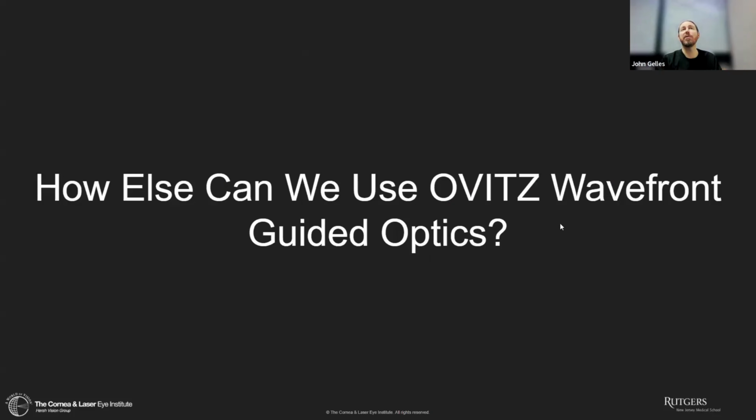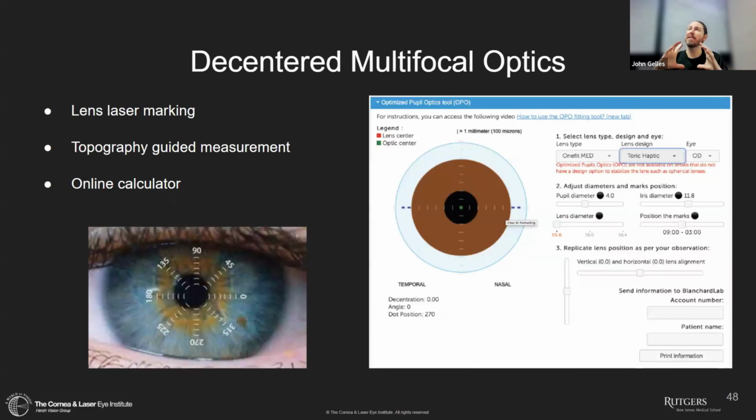So how else can we use Ovitz wavefront guided optics, right? The reason that I've been using wavefront guided optics instead of higher order aberration correcting optics is that you don't just have to do higher order aberration correcting optics. You can add in spherical aberration or multifocals in exactly the place where you need them, right?